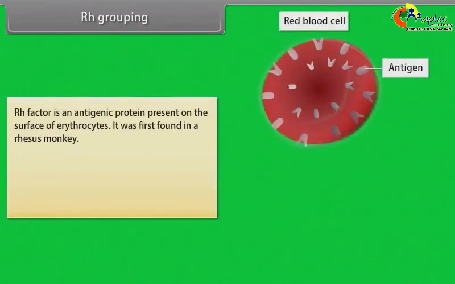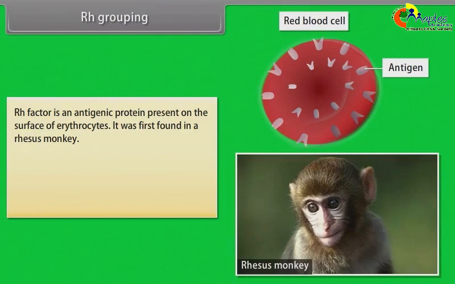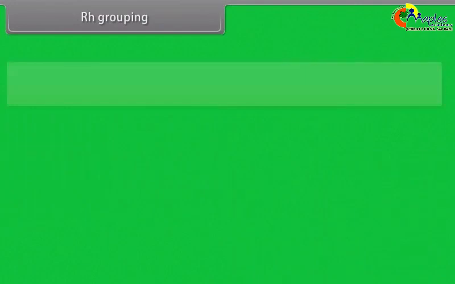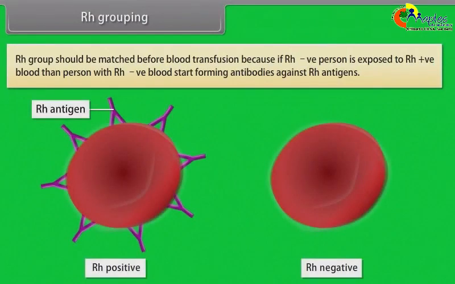RH grouping. RH factor is an antigenic protein present on the surface of erythrocytes. It was first found in a rhesus monkey. If RH antigen is present, then those persons are called RH positive, and if RH antigen is absent, then those persons are called RH negative. RH group should be matched before blood transfusion, because if an RH negative person is exposed to RH positive blood, then the person with RH negative blood starts forming antibodies against RH antigens.